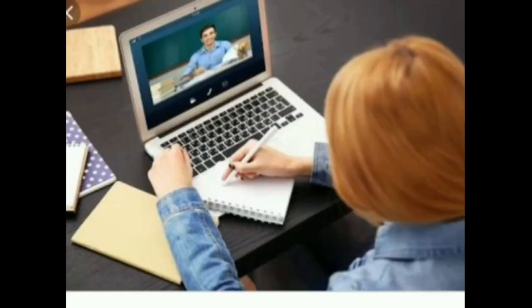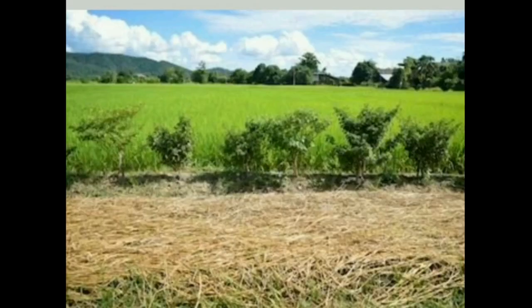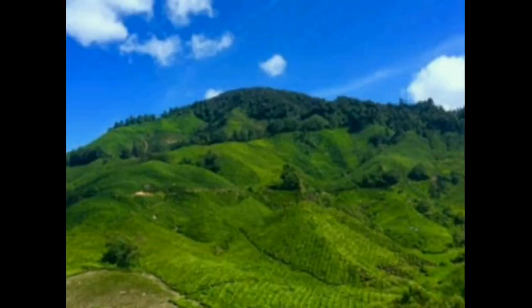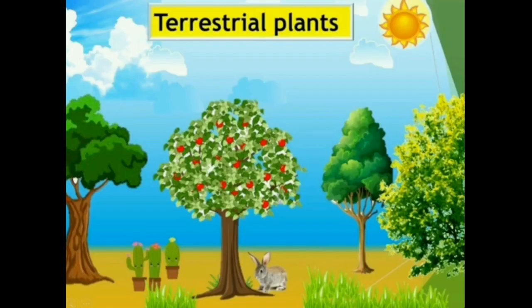And today we are going to recall our second video class. What's that? Can you tell me? Yes, it is plants growing in different areas. Where can we see the plants? Yes, on land, hills, mountains, desert, seacoast, etc. In that, we are going to discuss terrestrial plants.